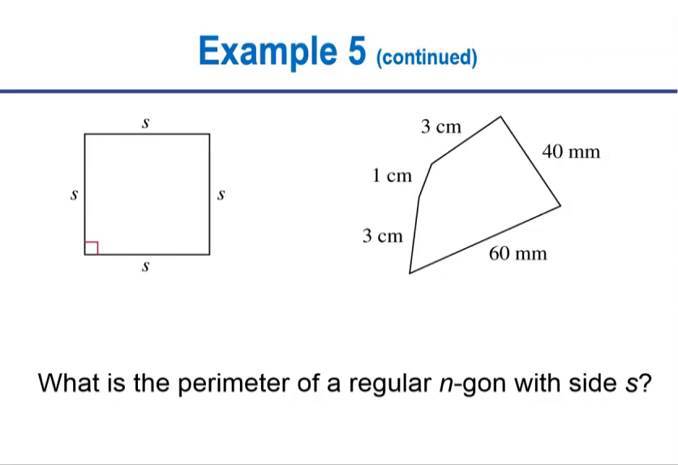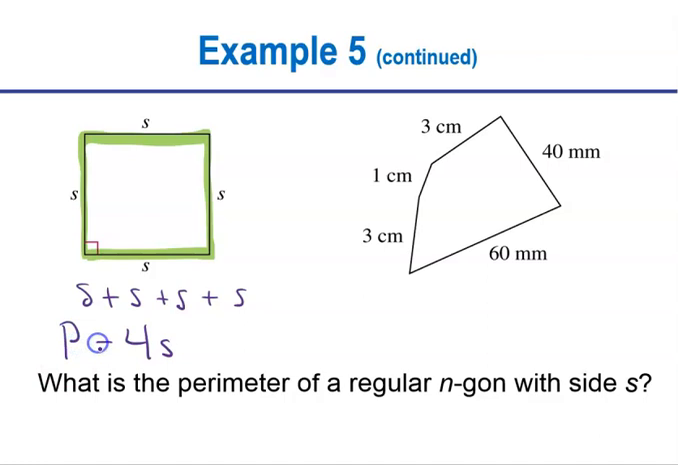Did you get it? Okay, so we got a square, right? How do we know this is a square? Because all 4 sides are the same, and we've got a 90-degree angle, which really means all 4 angles are 90 degrees. So if I was going to walk around this square, it would be S plus S plus S plus S. And if you like to write it out and be super detailed, because your students will love you forever if you are, that gives you 4S. So the perimeter of a square is equal to 4S.